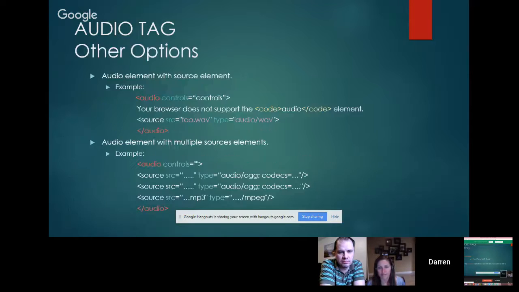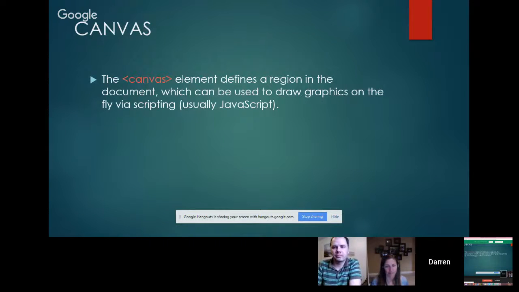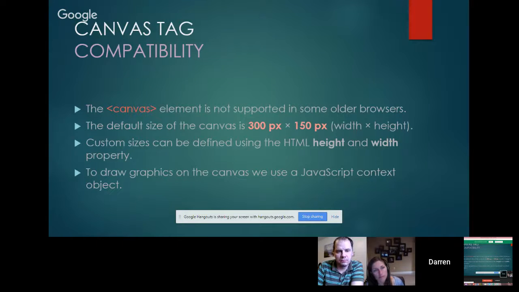All right. We'll move on to Canvas now. Now the canvas tag, again, is an element that defines a region in the document, which can be used to draw graphics on the fly via scripting, usually through JavaScript. The canvas tag element is not supported in some old browsers. And the default size of the canvas is 300 pixels by 150, that's the width and height. And those, of course, can be changed in HTML using the height and width properties.